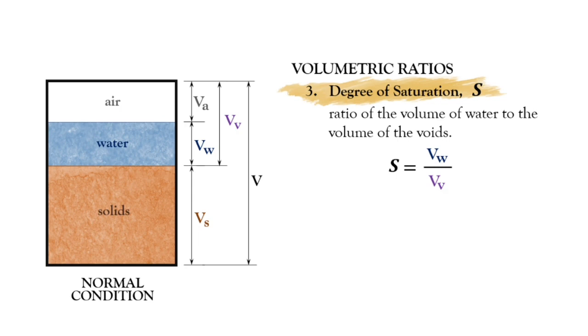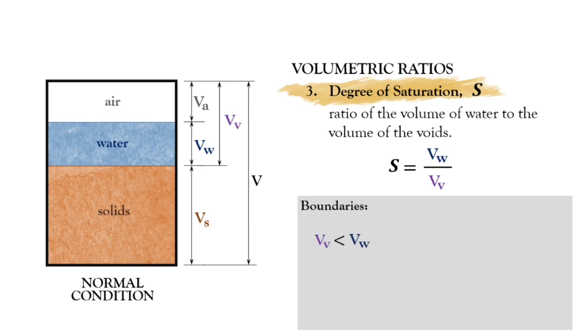So tingnan natin yung posibleng values ng S. Hanggang saan lang ba pwede yung value ng S? So, tingnan natin. Assume muna natin na yung volume of the voids is less than the volume of the water. So, imagine natin na yung volume of the voids is less than the volume of the water. Ito ay imposibleng mangyari dahil dapat ang volume of the voids ay laging mas malaki sa volume of the water since yung volume of water ay component lang naman ng volume of the voids. So, this is not possible.